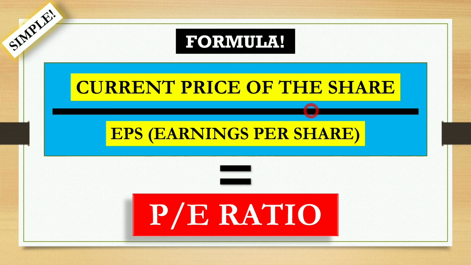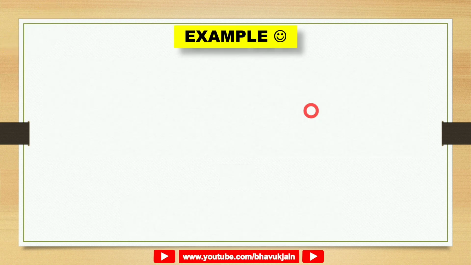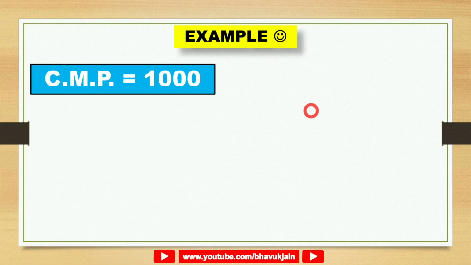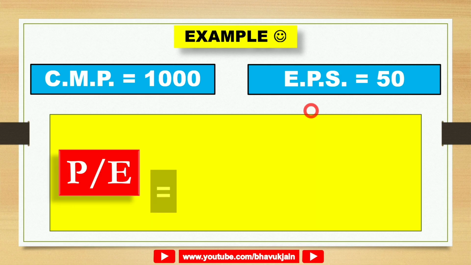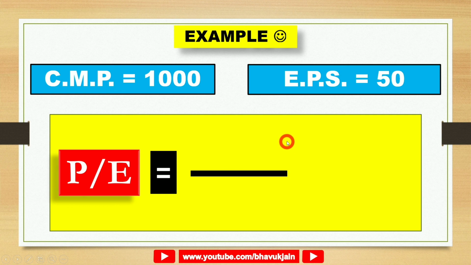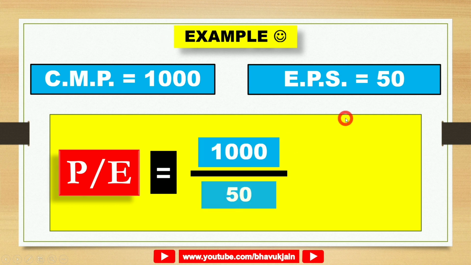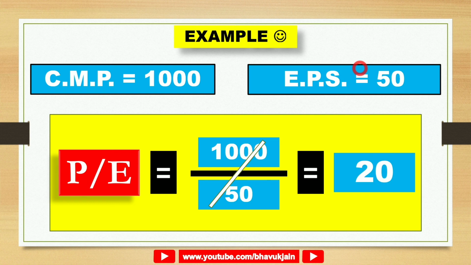So suppose the current market price of a share is 1000 rupees, right? And the earnings per share is given as 50 rupees. So according to our formula, we need to divide this current market price by the EPS. PE is equal to 1000 divided by 50, that is equal to 20. That is our PE. So what does this PE ratio of 20 signify?